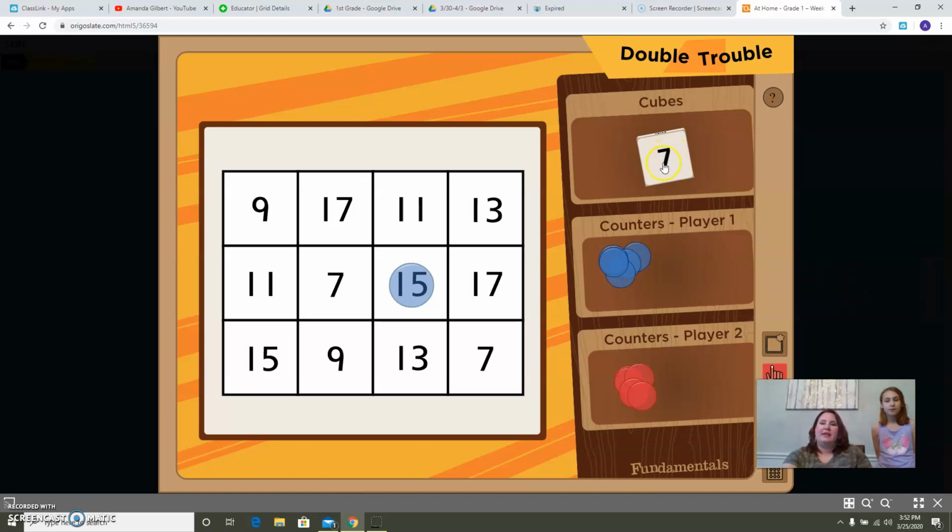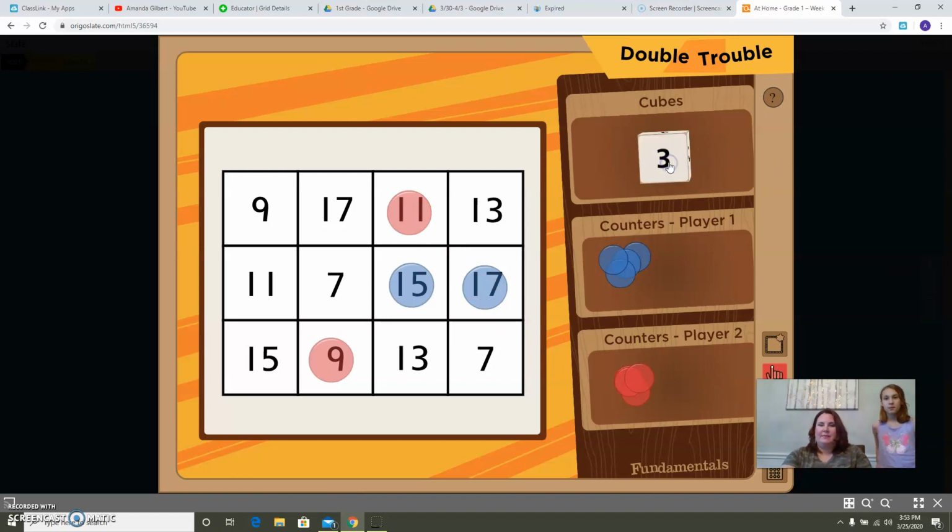Okay, so Leah went first. It is my turn. I roll the dice. I got 4. So 4 plus 4 is 8, plus one more is 9. So I'll put my counter there. All right, Leah, you ready? 17. Okay, so she did 8 plus 8 is 16, plus one more, 17. So she's going to put her blue counter there. Okay, my turn. I got 5. So 5 plus 5 is 10, plus one more is 11.